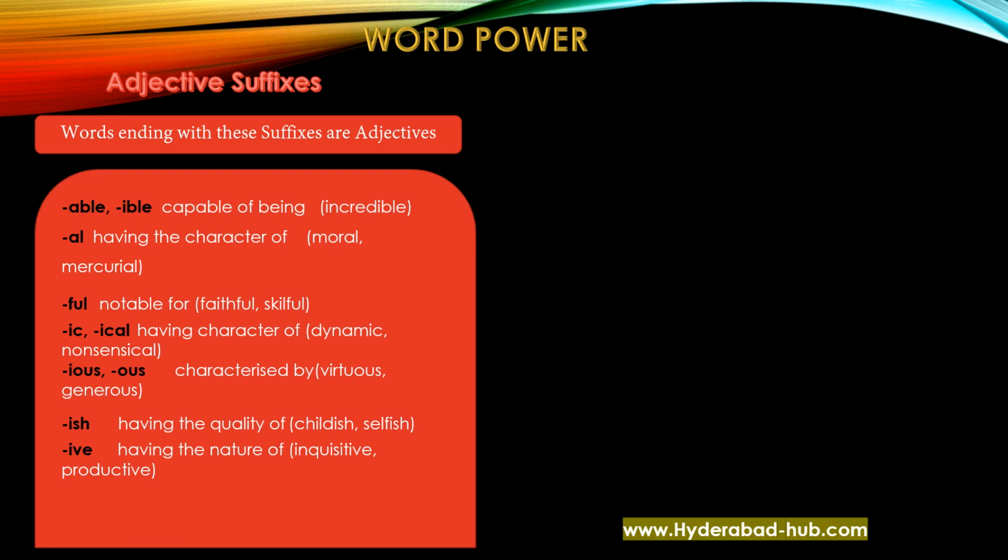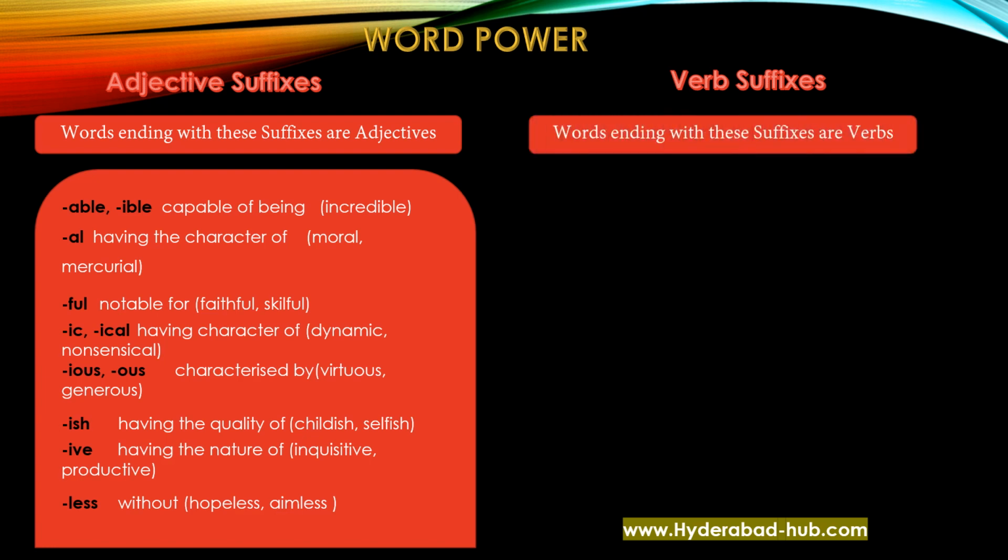Ive. Meaning: having the nature of. Example: inquisitive, productive. Less. Meaning: without. Example: hopeless, aimless.